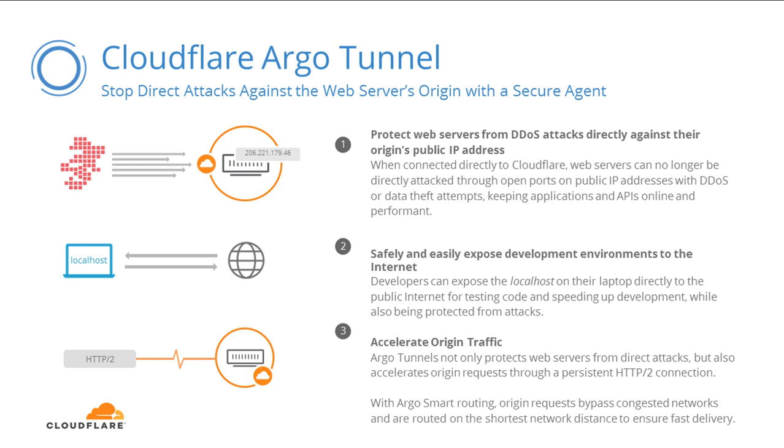And as part of being with Argo Smart Routing, we're also able to provide acceleration for any of that traffic that is being parsed over layer 3, layer 4 through Argo Tunnel. Argo Tunnel is part of Argo Smart Routing, so if you're already an Argo Smart Routing customer, you'll actually get Argo Tunnel included as part of that service.